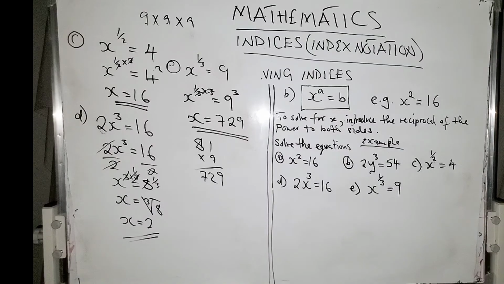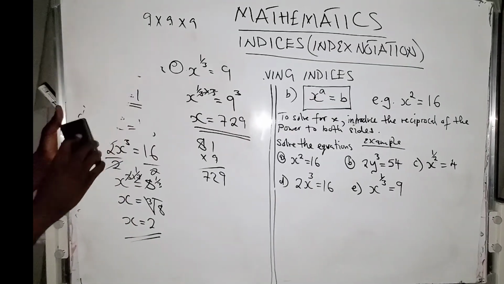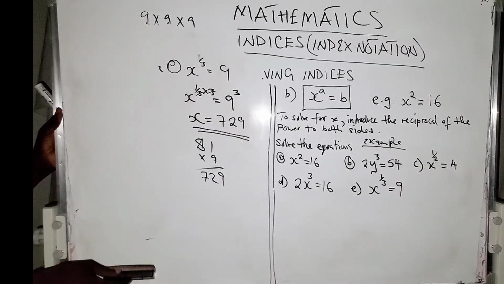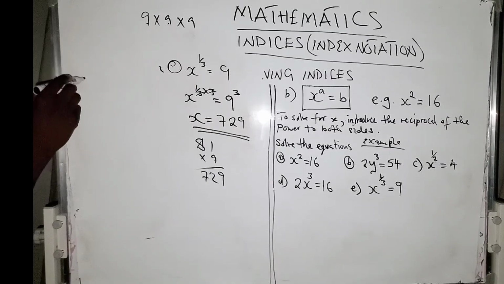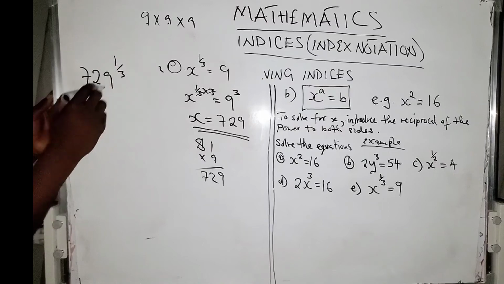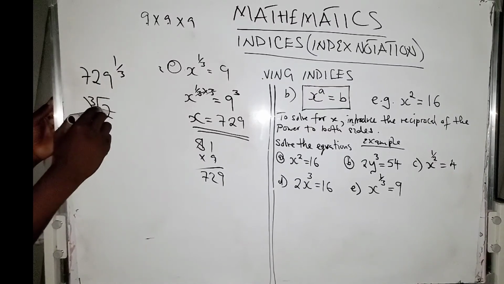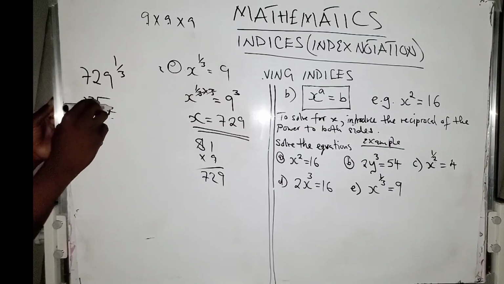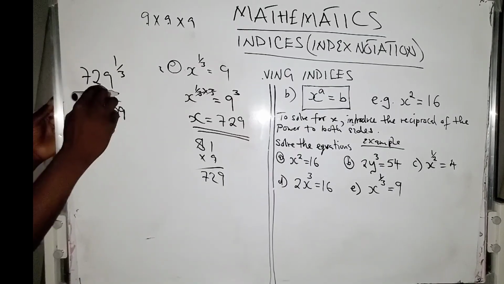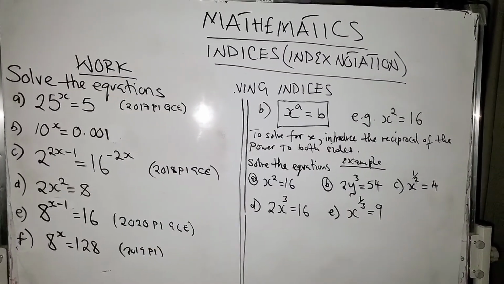So you can prove if the answer is correct by substituting x with 729. So you can say 729 to the power 1 over 3. Then you're going to find the cube root of 729.